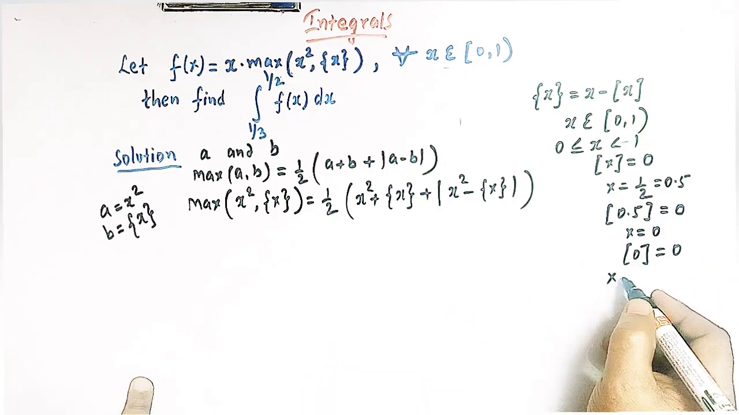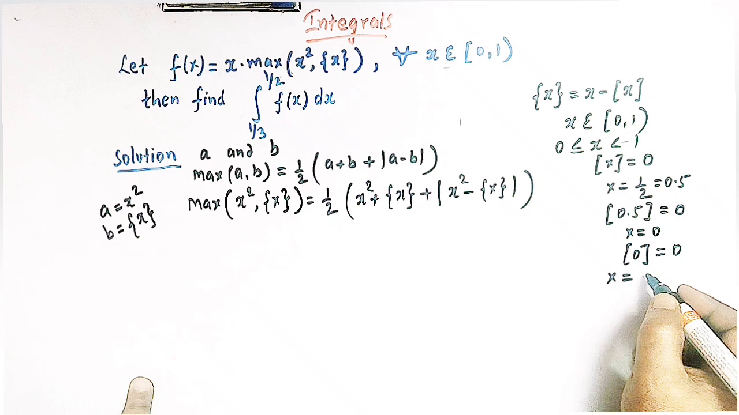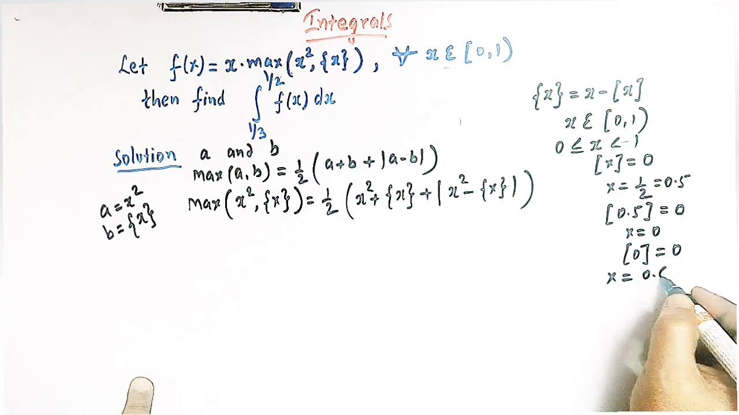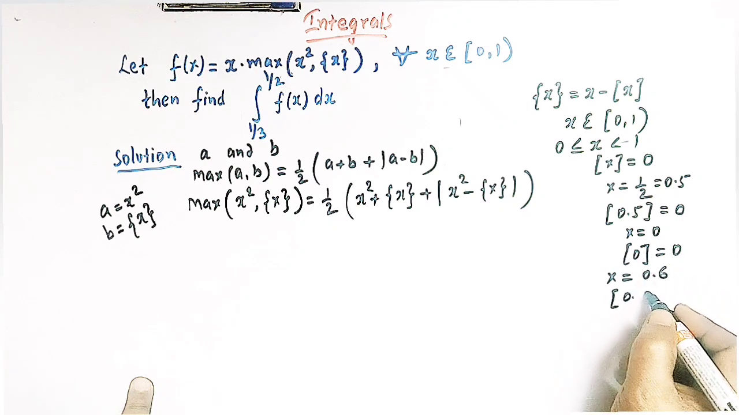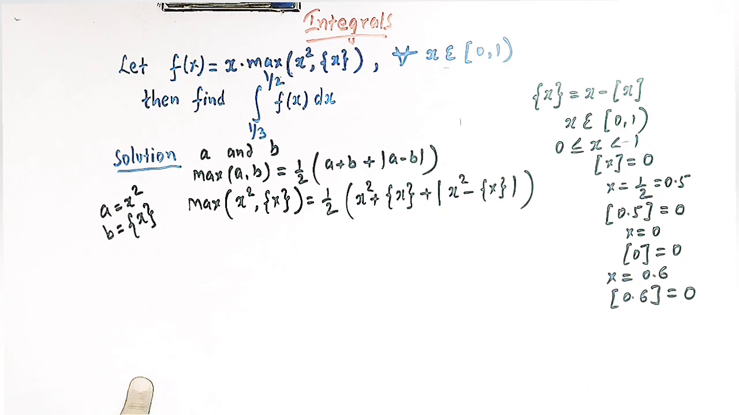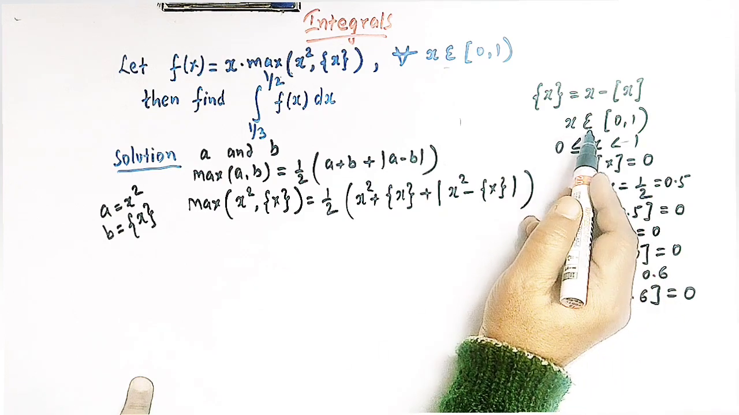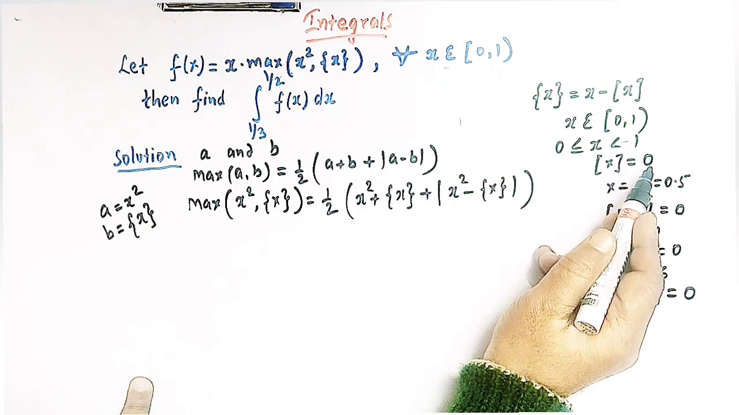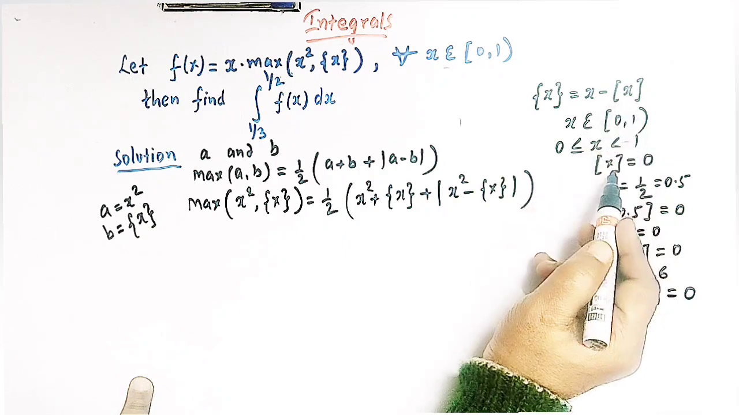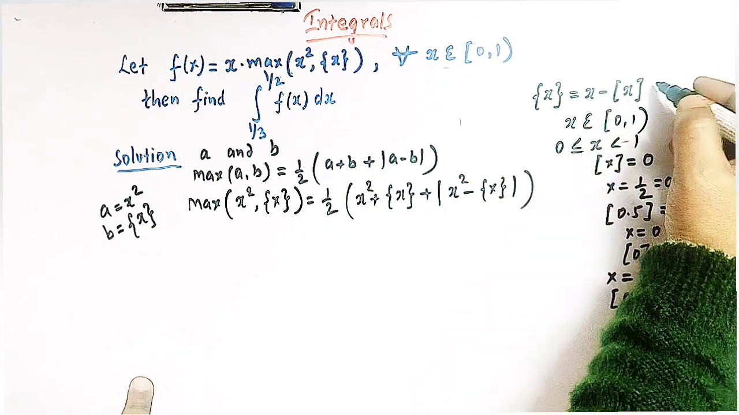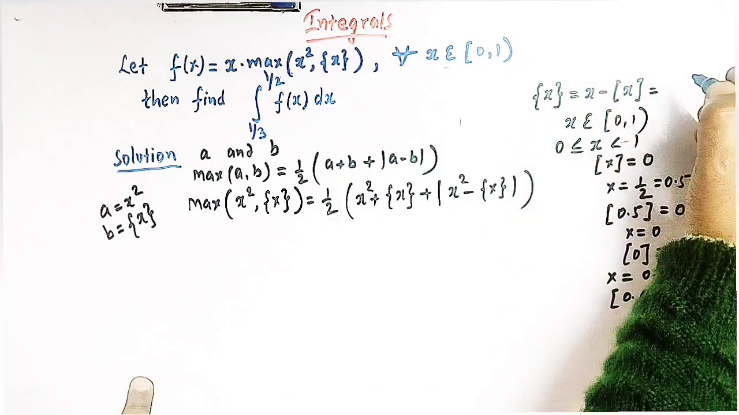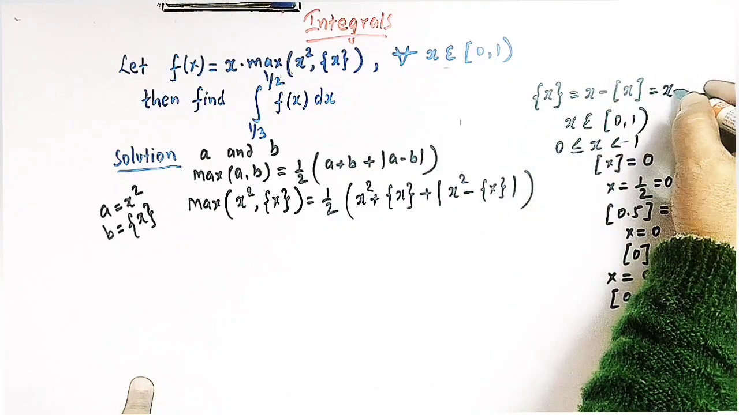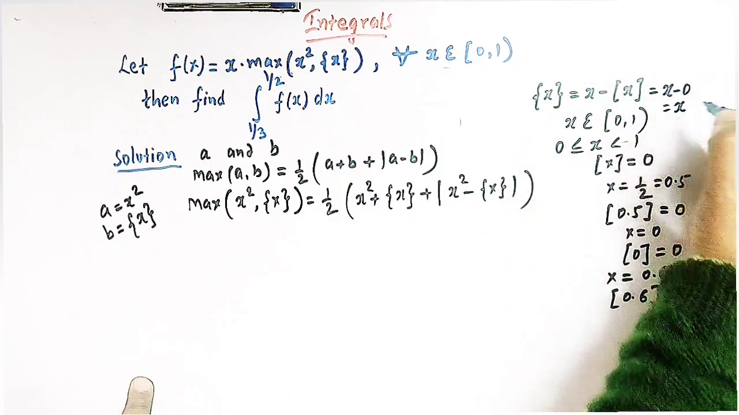And similarly, if we take say x is equal to 0.6, then the greatest integer of 0.6 is also equal to 0. So when x belongs to this interval, then the greatest integer of x should be equal to 0. So we can take a 0 over here. So the fractional part of x is now given by x minus 0, that is equal to x.